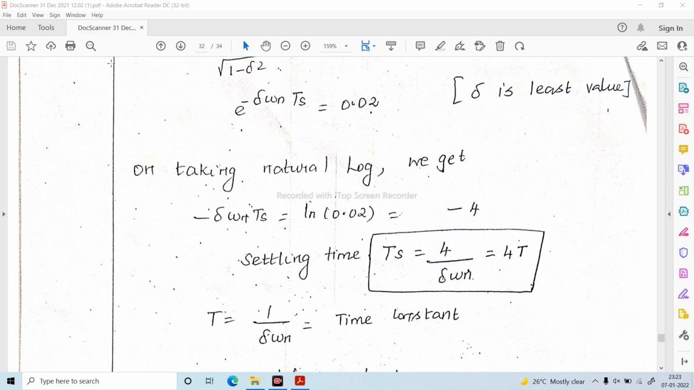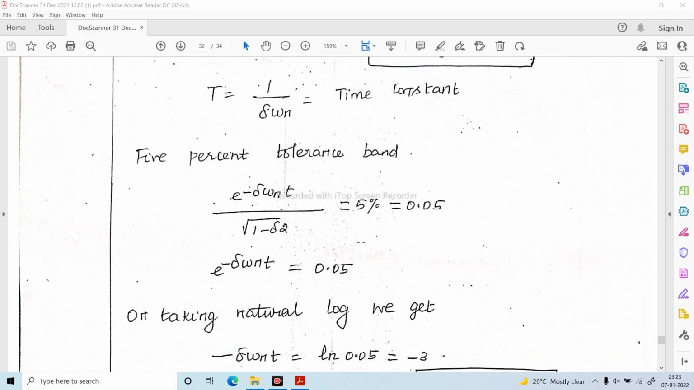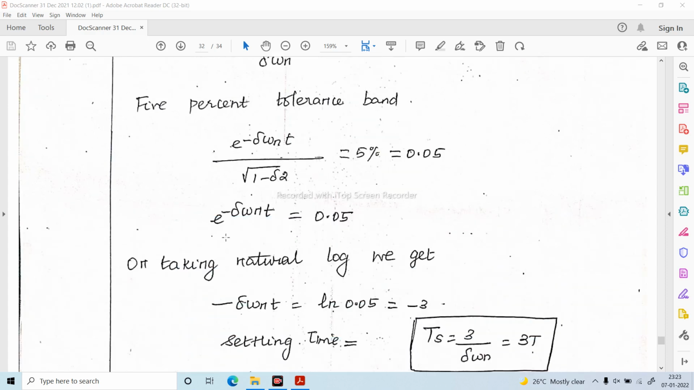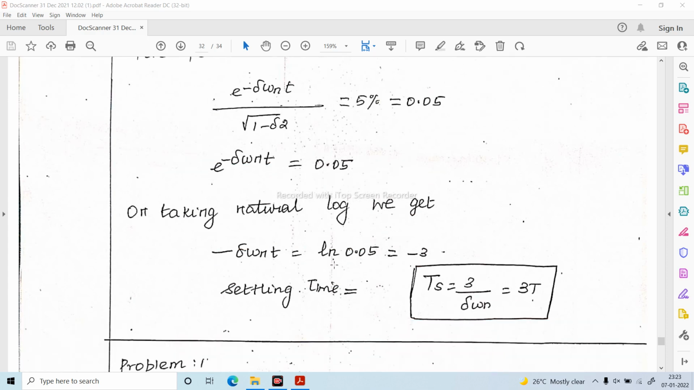So that is the settling time for the 2% tolerance. Next, T is equal to 1 by delta omega n, that is equal to a time constant. So we can write it like this: Ts is equal to 4T. For a 5% tolerance band, here also the same thing we have to apply. Minus delta omega n into T is equal to ln 0.05, that is equal to minus 3. And from this, Ts is equal to 3 by delta omega n, that is equal to 3T.